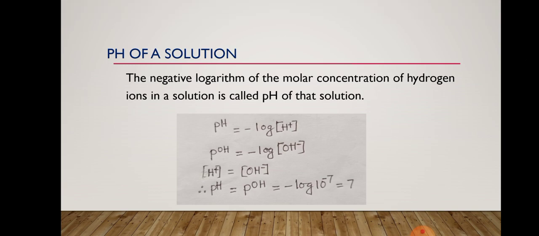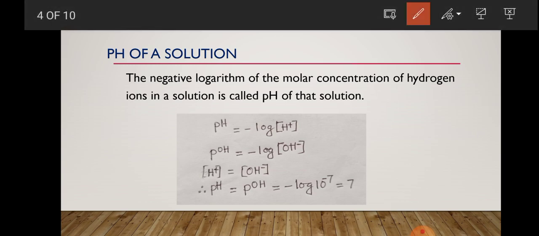Now I would like to discuss pH of a solution. The negative logarithm of the molar concentration of hydrogen ions in a solution is called pH of that solution. And we can express pH mathematically, that is pH equal to minus log concentration of hydrogen ion.